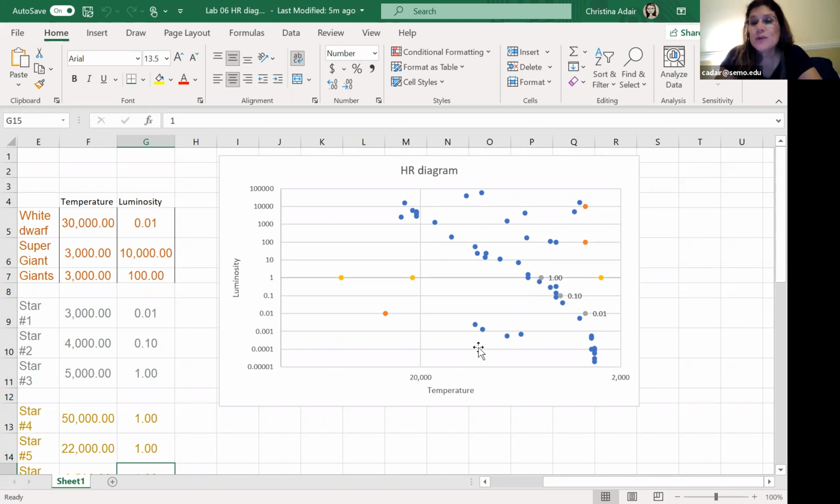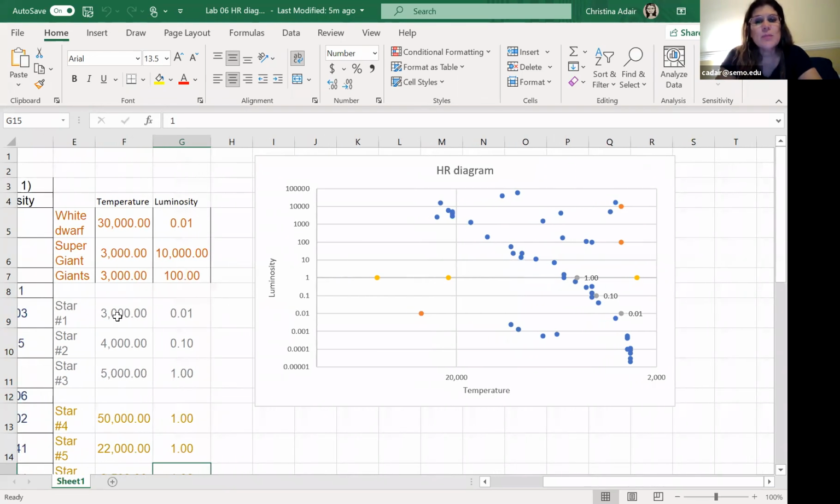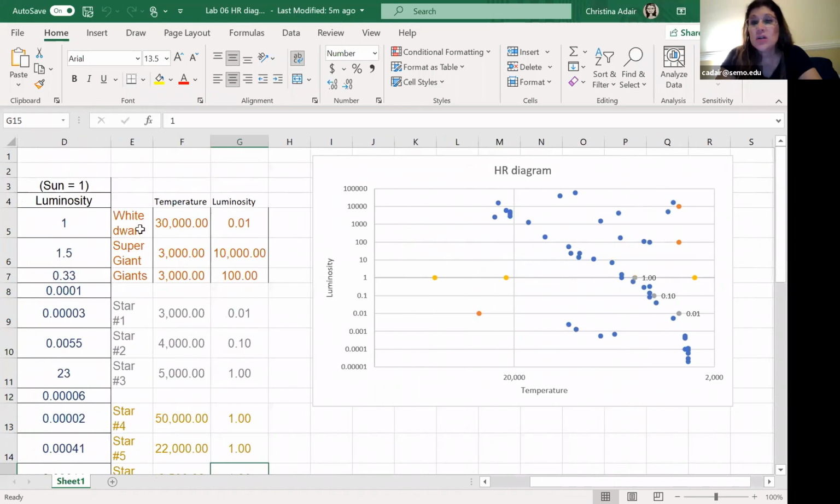So down here we have white dwarfs. Up here we have red giants and supergiants. Those are actual real stars, the blue ones. The orange color here, I looked up the general characteristics of a white dwarf, of a supergiant, and then of a giant. So we got temperatures and luminosities here for each of these things. And those are plotted on there.